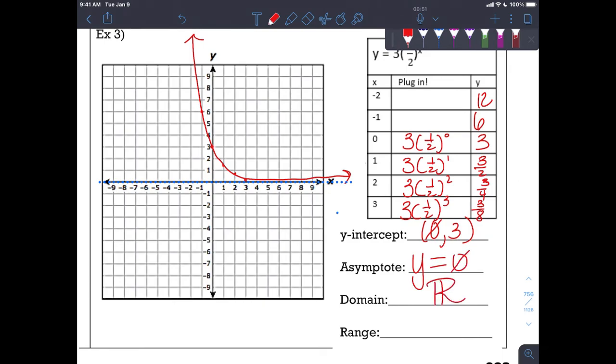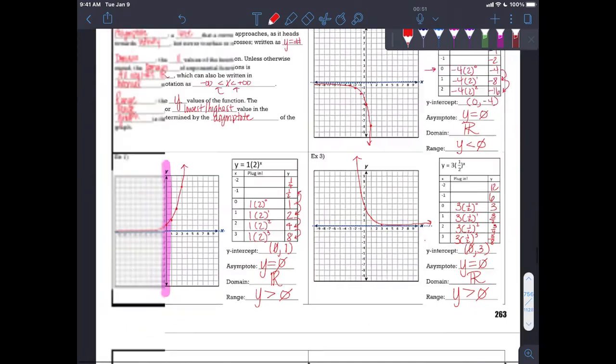My asymptote at y equals 0. My domain, all real numbers. My range, it looks like my y's are on top of my asymptote. They are bigger than 0. We're good.